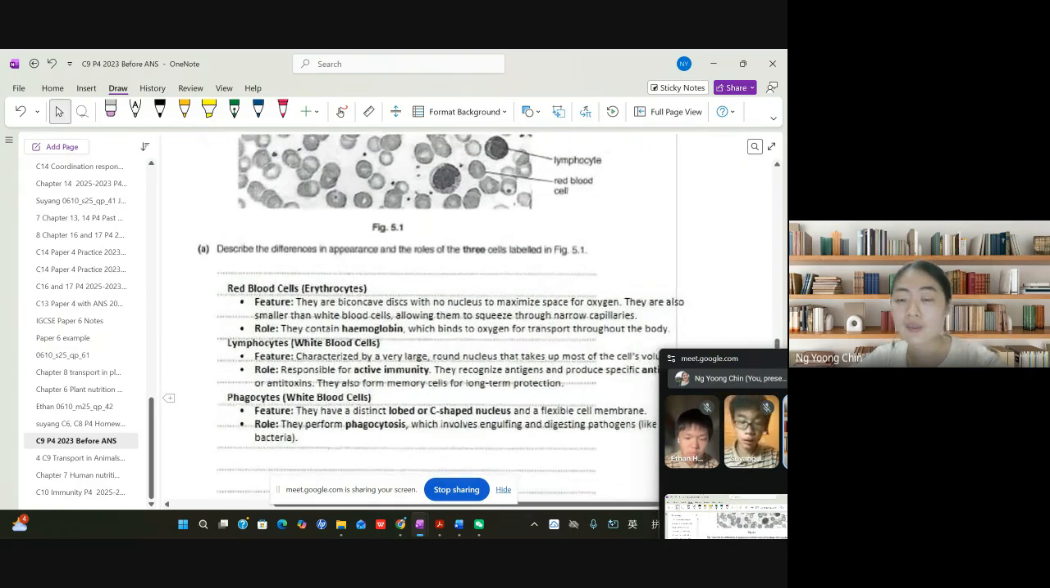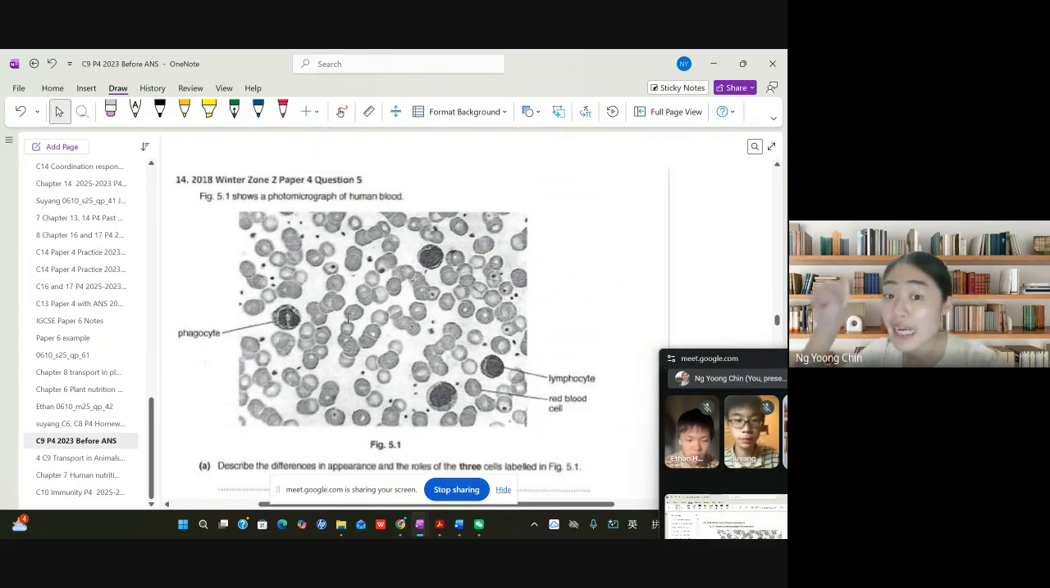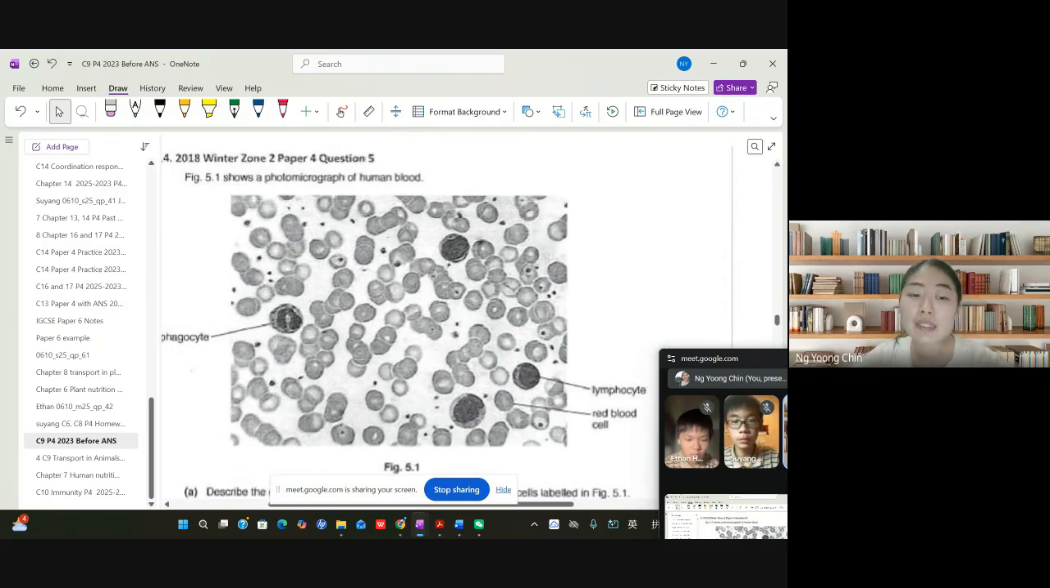Okay, sometimes they will ask about this one. Okay, recognize. Yeah, it's very important. You should know how to recognize the appearance of the blood cell. This is included in exam. So the lymphocyte, just like this, okay? Lymphocyte, they have a very, very round, prominent nucleus, just like this. So this is a lymphocyte.